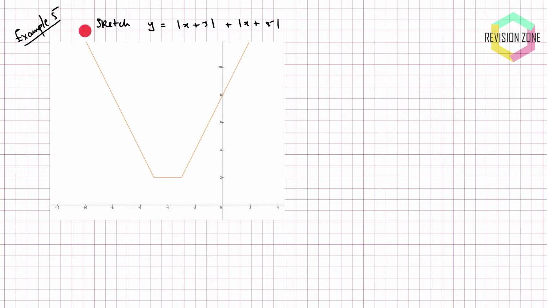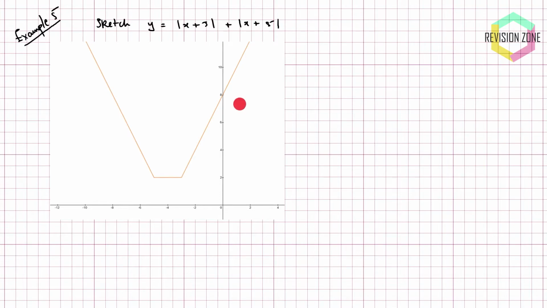Example 5. So we have another rather interesting looking modulus function. In fact, it's defined by having two modulus functions being added, and we have to be able to sketch this. And of course, you're given the sketch. So the point of this example isn't actually just to get the sketch, but to really understand how to go from something like that to be able to get the sketch.